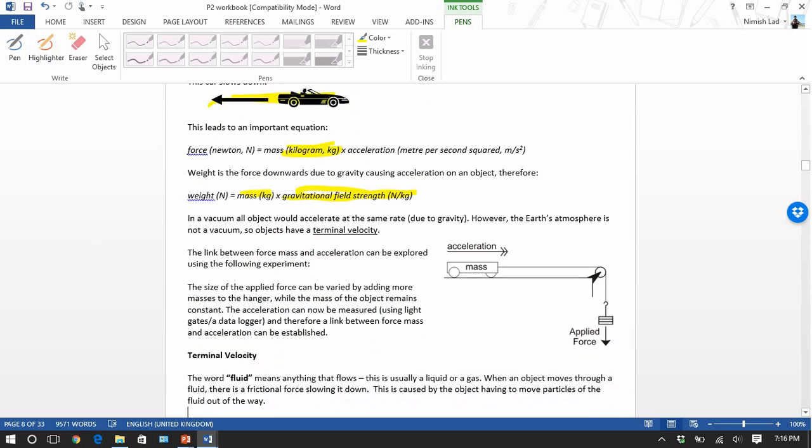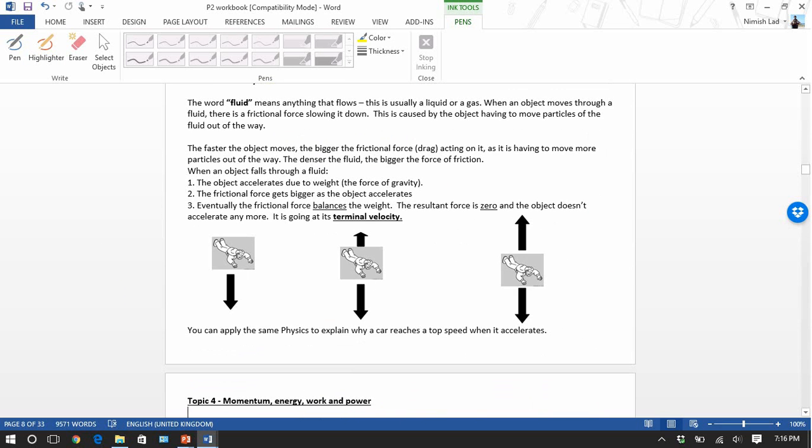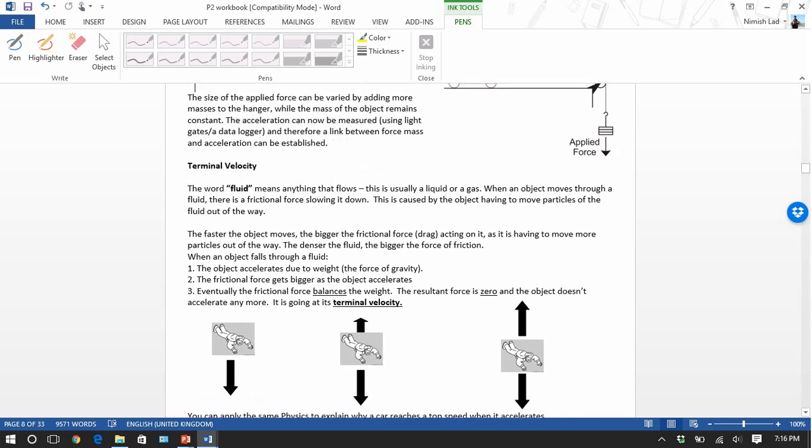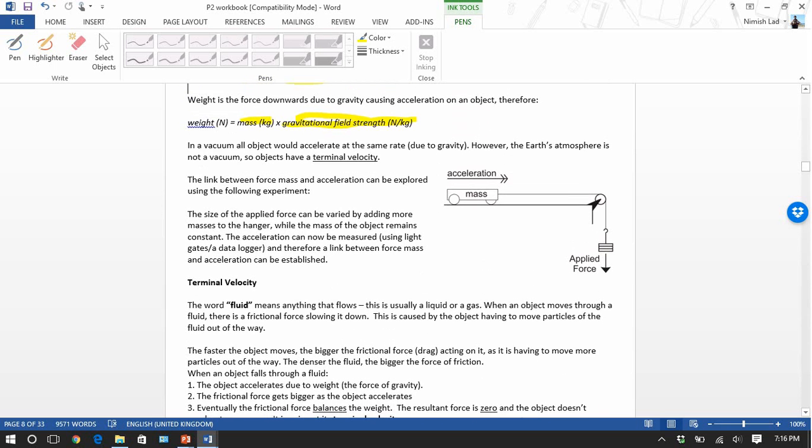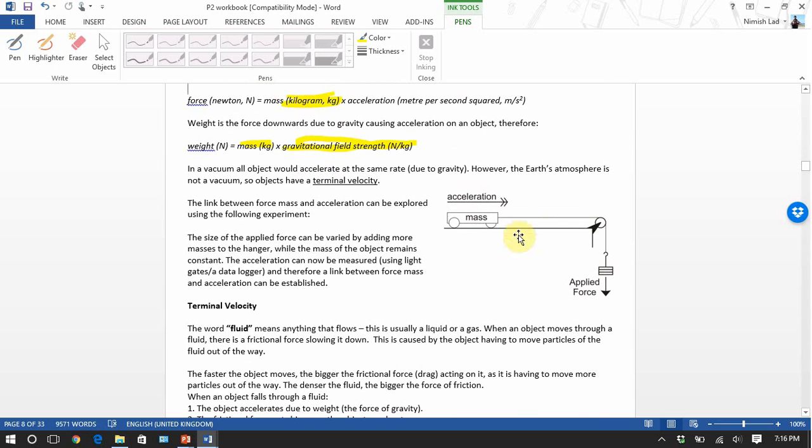In a vacuum, all objects will accelerate at the same rate due to gravity, but because of Earth's atmosphere, we're not in a vacuum, so we end up having objects reach terminal velocity. I've explained terminal velocity in terms of fluid, but there's some more on it over here, so I'll go through that in a second. I just want to quickly go through the link between force, mass and acceleration experiment.